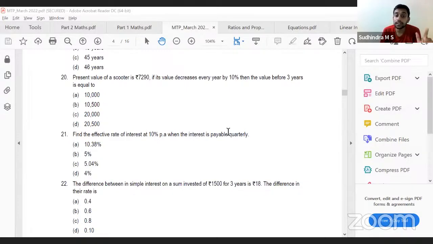Next, the difference between simple interest on a sum invested of 5,500 for 3 years is 18 rupees. The difference in their rate. So they have calculated simple interest with 2 rates of interest. By considering those 2 rates of interest, the difference among those 2 simple interests is 18 rupees. So find out what is the difference between those rates.